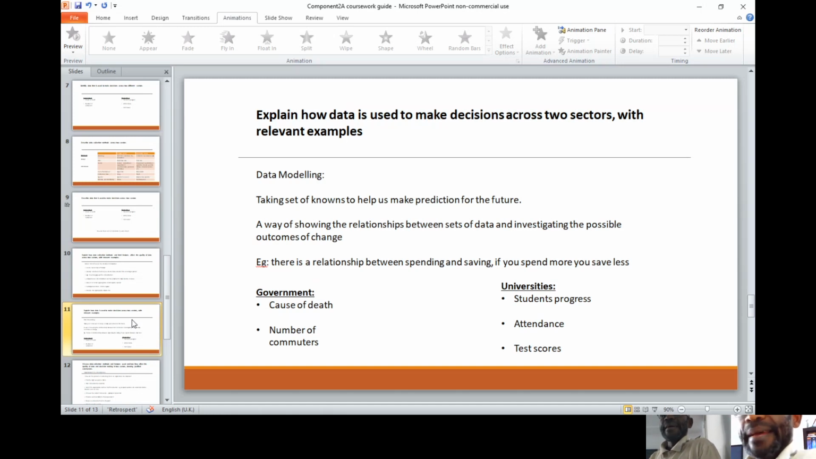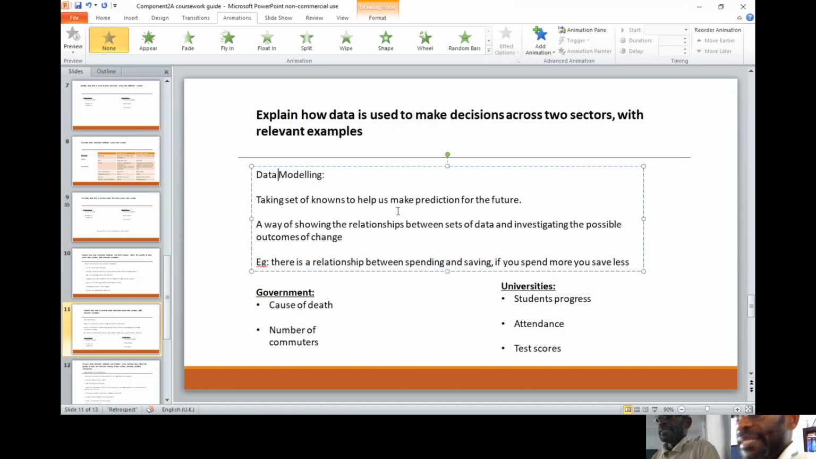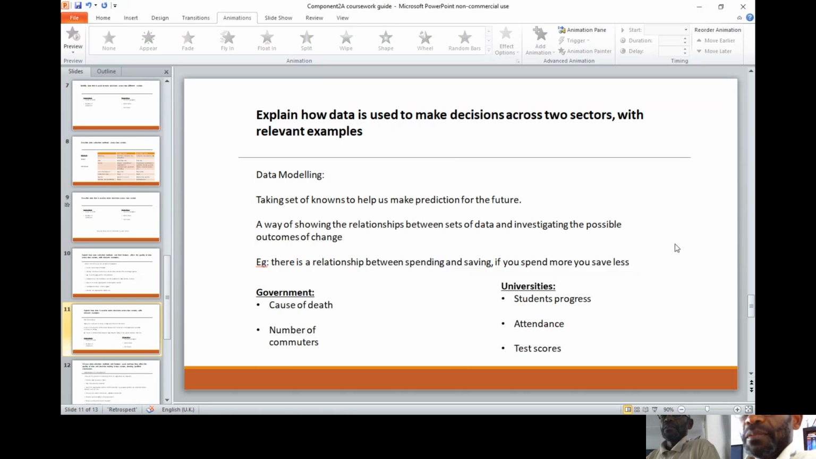With example, explain how data is used. How is the data used? So the government has got the data. How are they going to use it? In order to use this data, they need to use what is called a data model. So what is a data model?